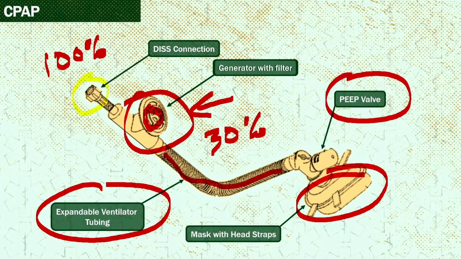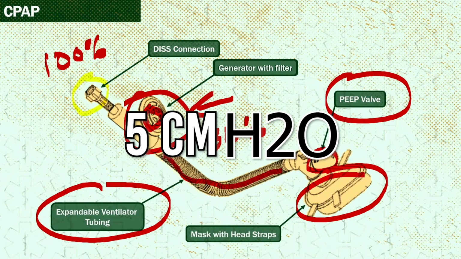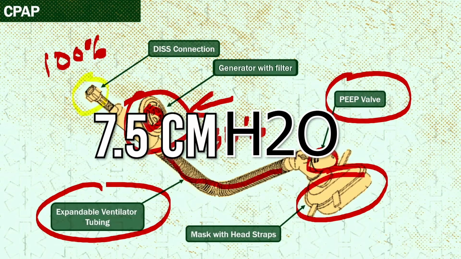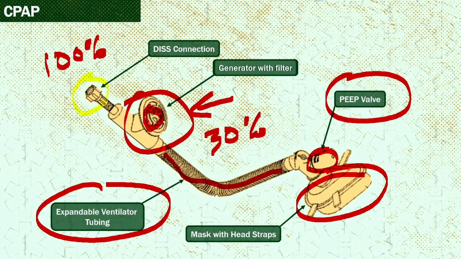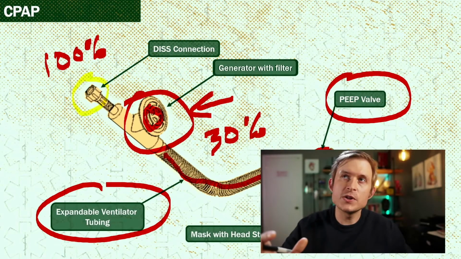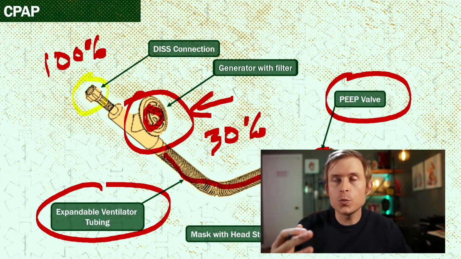In this particular device, the PEEP valve has 3 settings, and the settings are 5 centimeters of water, 7.5 centimeters of water, and 10 centimeters of water. Anatomical PEEP is 5 centimeters of water, and you should begin with this setting.